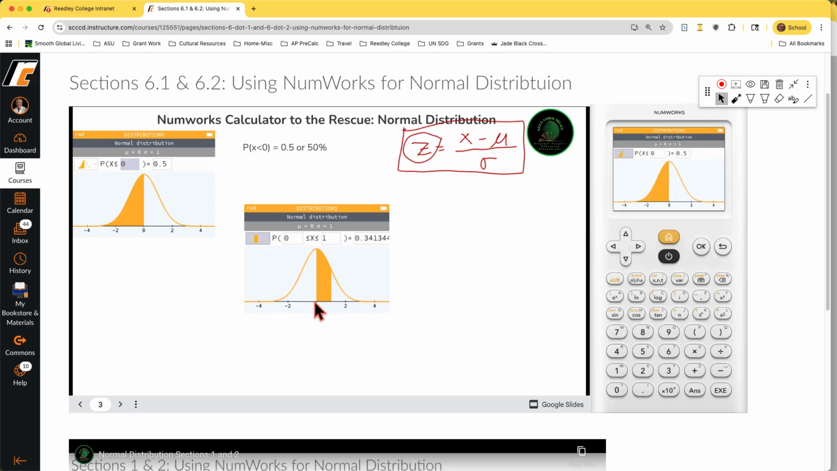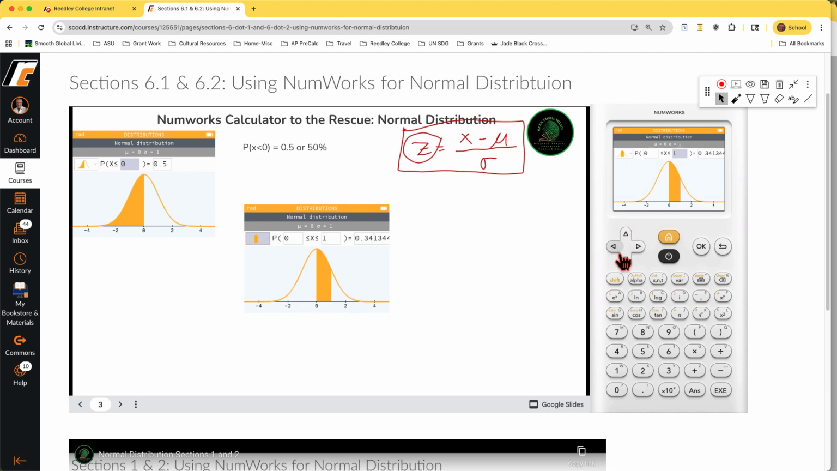Here is a probability between two numbers, from 0 to 1. So again, between two numbers, all I have to do is choose the tool for between, and then I can put my numbers in here. So between 0 and 1 standard deviation is 34.13%. If you remember, we talked about the empirical rule, and we said it was 34% just because we were rounding. The empirical rule says from 0 to 1 would be 34. 0 to 1 below would be another 34.